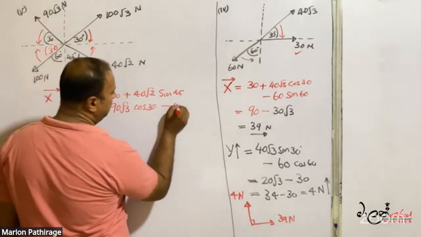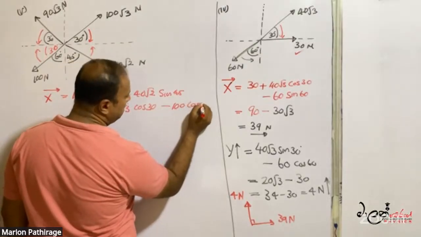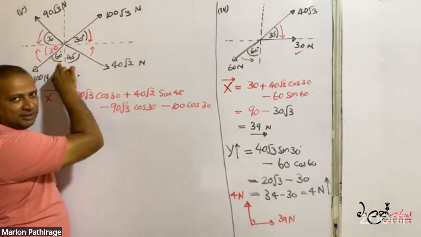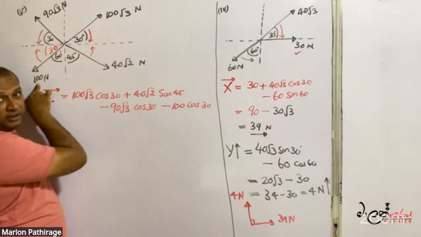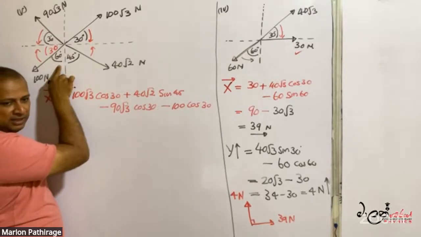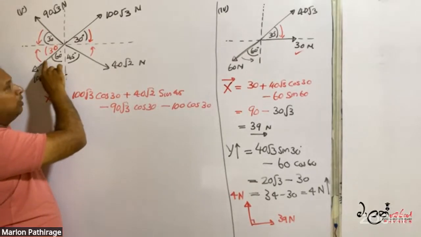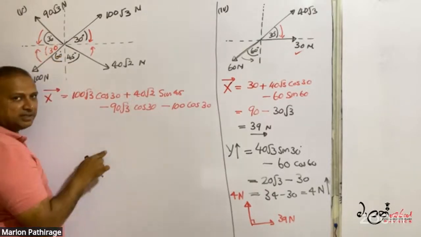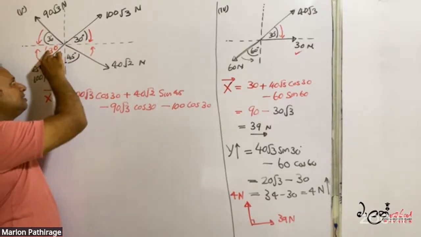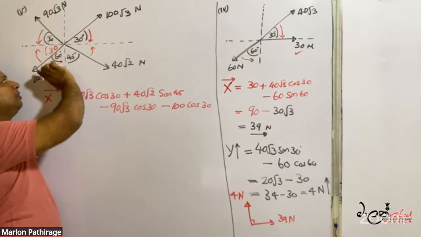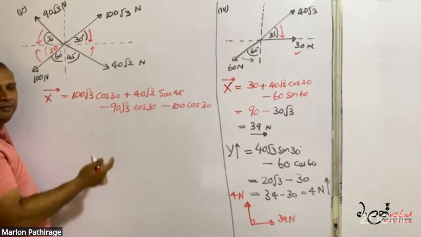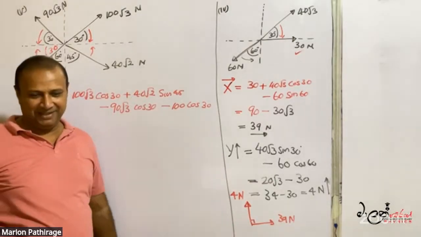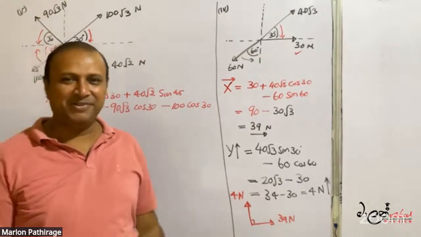100 cos 30, because if you consider this angle when resolving this force, you are going to resolve into the opposite direction of the angle, then it will be sin 60. But if you consider this angle, then it will be cos 30. Cos 30 and sin 60 are both the same, so both are the same.